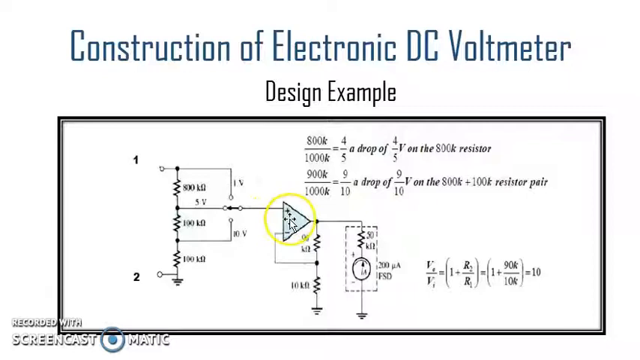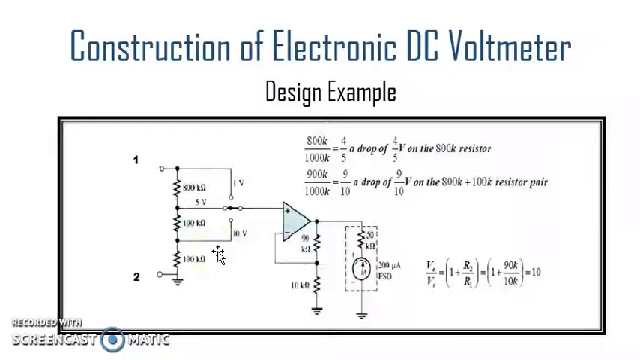Since we are using the op amp in its non-inverting mode, the gain equation is given by 1 plus R2 over R1. The values of R2 and R1 are correspondingly 90 kilo ohms and 10 kilo ohms. So these values will give us a gain of 10.